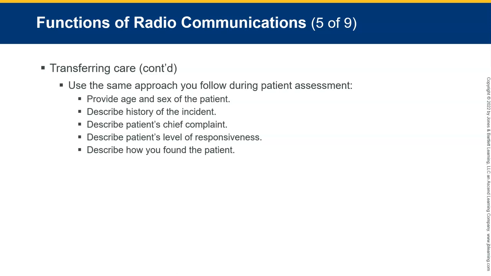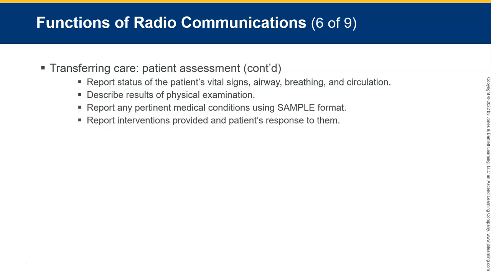So you want to provide the age and sex of the patient. We're talking about that patient assessment that we see on the screen. Describe the history of the incident, the patient's chief complaint, the patient's level of responsiveness, and then how you found them. That may seem like a weird thing, but typically, if you find someone positioned in a very awkward and uncomfortable position, and they're not being held there, that can let us know about some neurological injuries, because typically we don't want to sit in a really awkward, uncomfortable position. So body positioning can be a deal. Make sure that you're aware of all these.